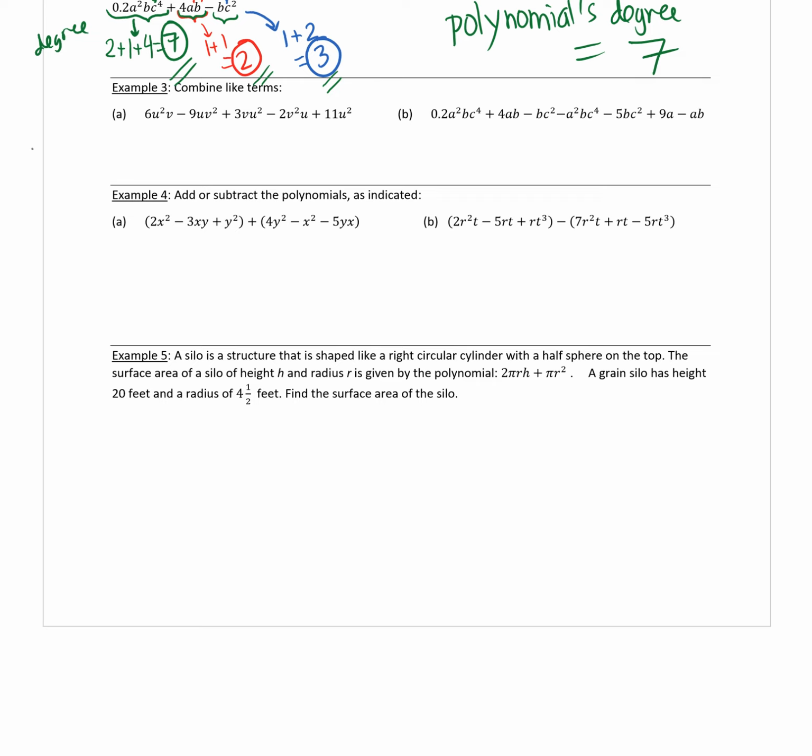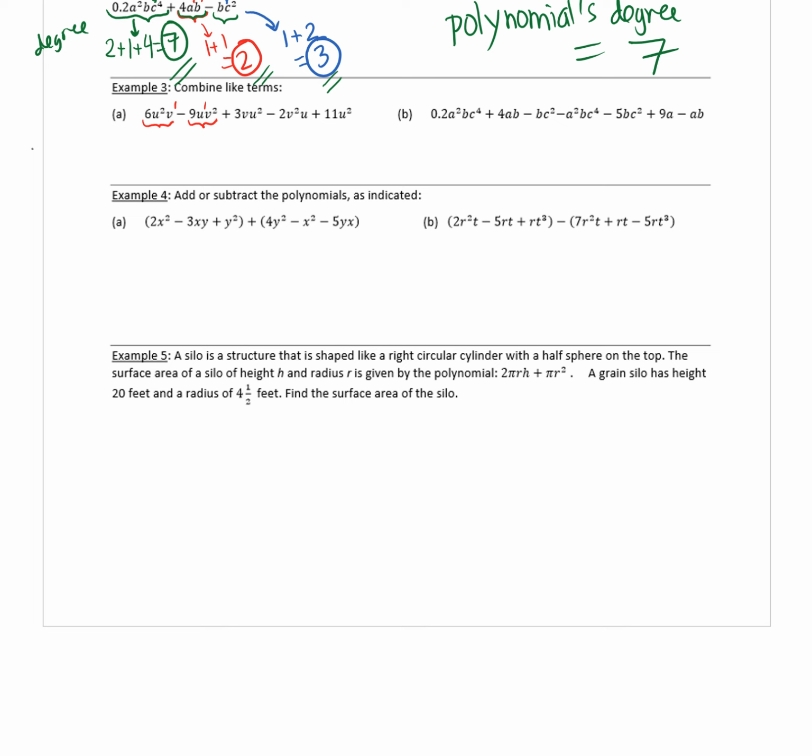But if you look at example 3 part A, look at the first couple terms there. You have 6u squared v, 9uv squared. You think, well look, they have the same exponents, like there's a square and a square, and then a 1 and a 1. But you notice the exponents are on the wrong things. The first term has a second power on the u, and a 1 power on the v. But the second term is the opposite. It has a 1 power on the u, and a second power on the v.